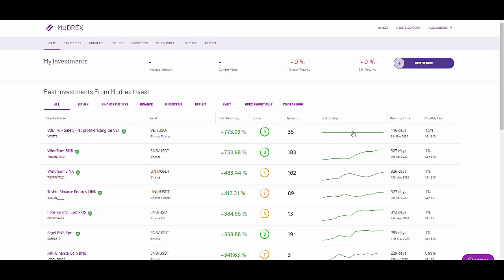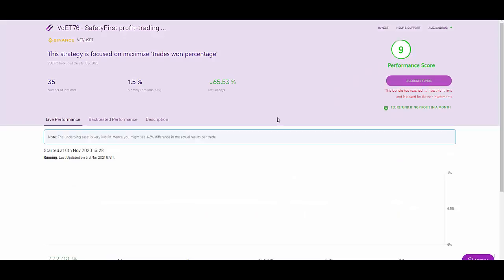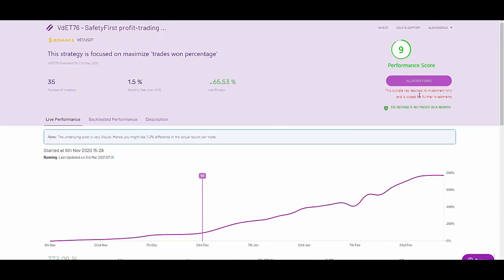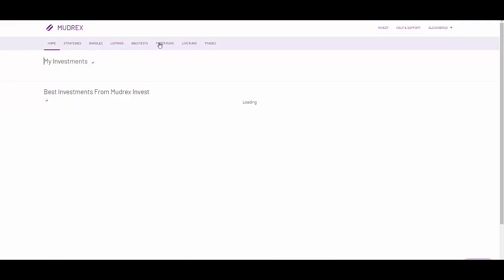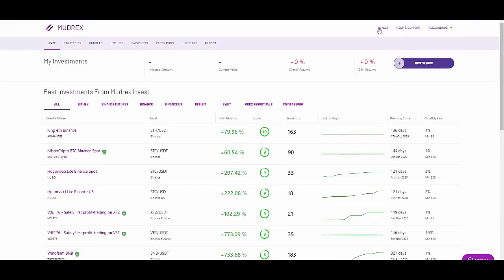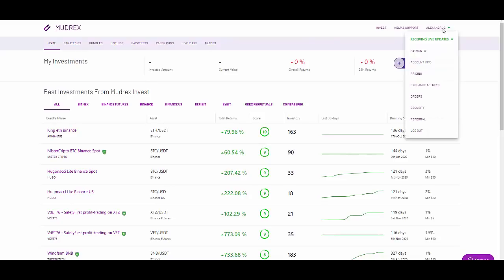Also, as I'm looking for those strategies, this one is pretty interesting. It has made 773% returns in 116 days, and the last 30 days was also 65%. Only 35 investors in it, though. Oh, but it has actually reached the investment limit. So as you can see, this one had a limit of only 35 people. Okay, I respect that.